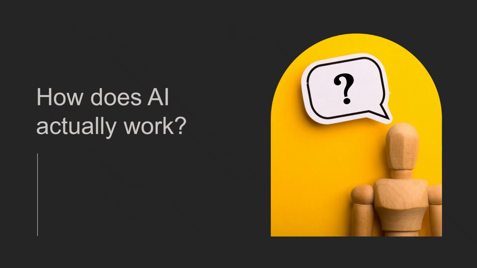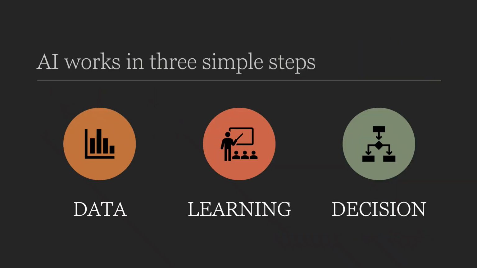Now the big question is, how does AI actually work? How can a machine think, learn, or give answers? At a basic level, AI works in three simple steps: data, learning, and decision. Let us understand each step one by one.